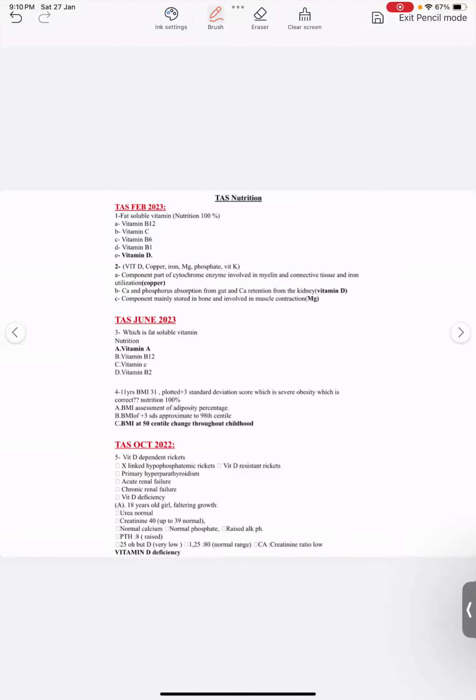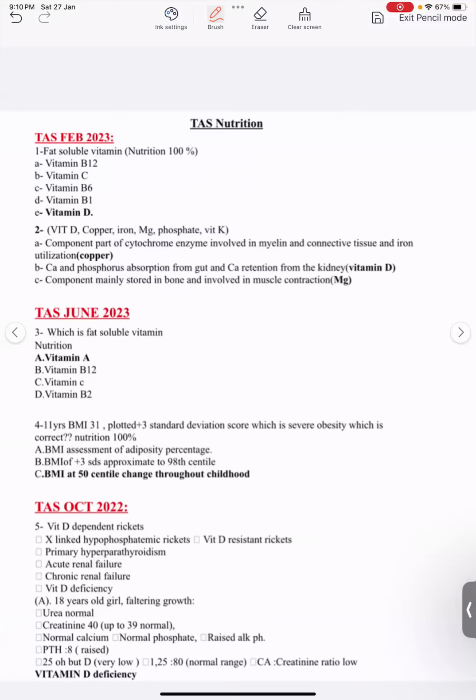Now, coming towards today's topic, that is about nutrition. For that, if you remember, we have done the clinical cases where they have told us about the absorption of different nutrients in the different parts of the small intestine. Okay, keeping that in mind, we will solve this question.